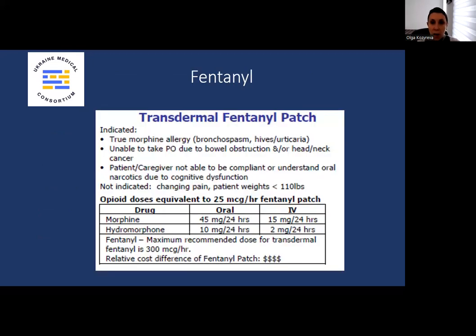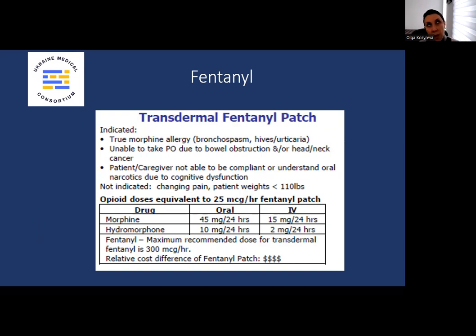So fentanyl is absolutely safe if a patient has a morphine allergy. It does not overlap and does not cross-react. This is the drug of choice for morphine allergy. If a patient has bronchospasm, hives, or urticaria, you can use fentanyl safely. Of course, it's a good medication for a patient who has bowel obstruction, head and neck cancer, is not able to swallow, or has limited oral intake.